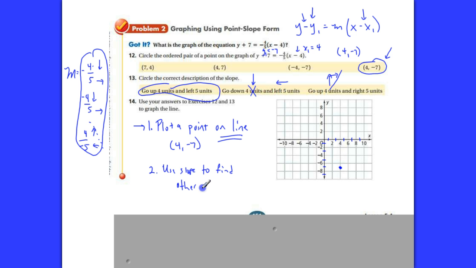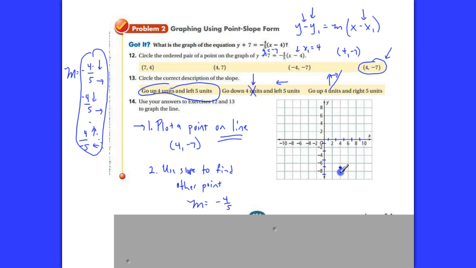Because you have to find another point to create your line. So here I am, this is a point that I know is on the line. So my slope is negative 4/5. If you recall how we talked about, you could go down 4, right 5, or you could go up 4, left 5.